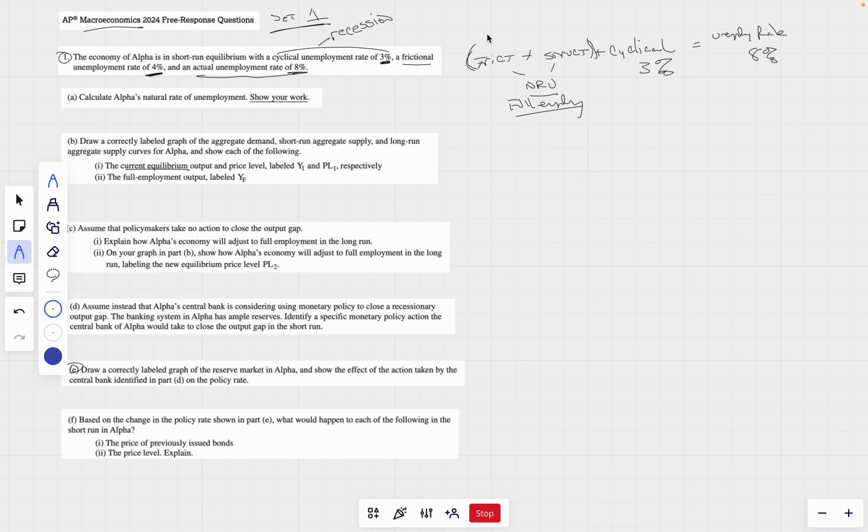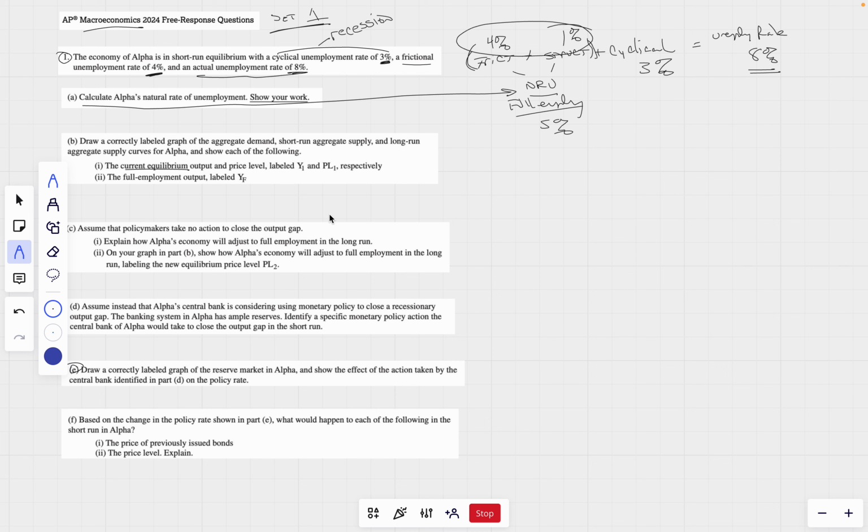Frictional here is 4%. Structural, therefore, is going to be 1%. Cyclical's 3. Our unemployment rate is 8%. Easy enough. Calculate the natural rate of unemployment. We know our natural rate is frictional and structural, so it's got to be 5% there. Easy enough, right? All right, let's move to B.